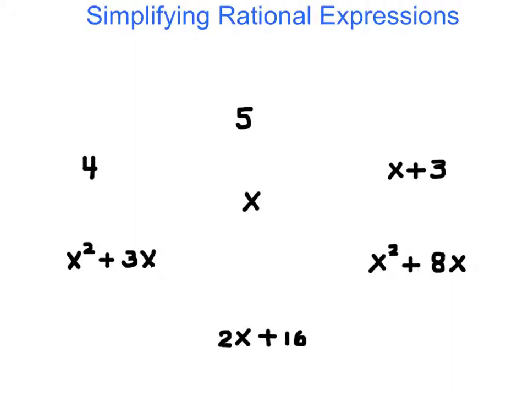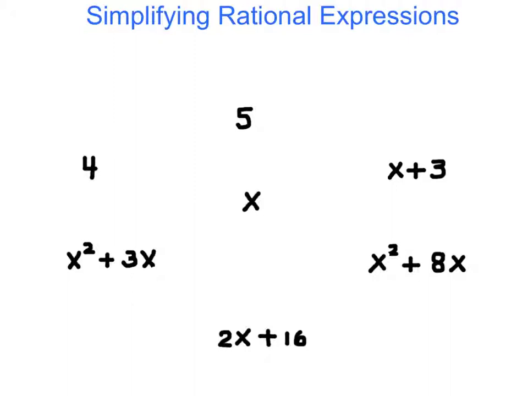Here we have a binomial that's linear, first degree. A binomial that's quadratic, second degree. A binomial that's quadratic, second degree, and a binomial that's linear. When we're talking about a rational expression, we're talking about a ratio of one of these polynomials.